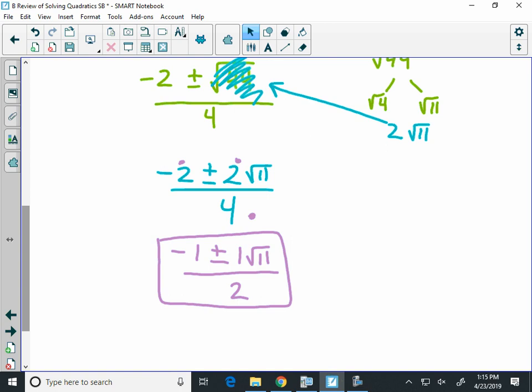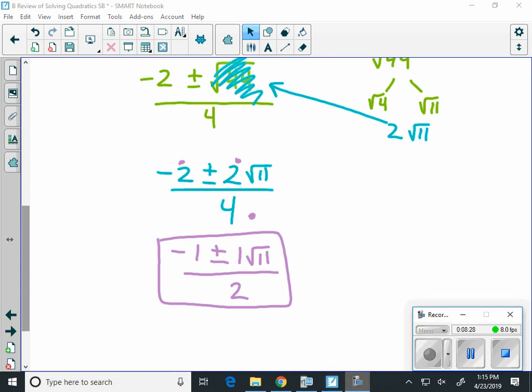Okay, go ahead and try those 3 examples at the bottom. And then you are done with this worksheet.